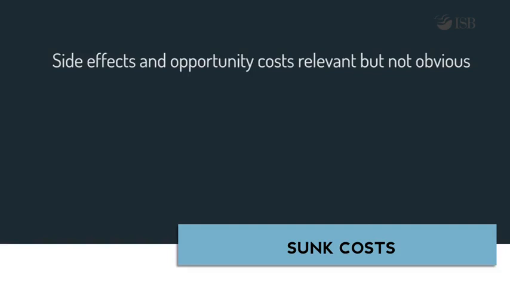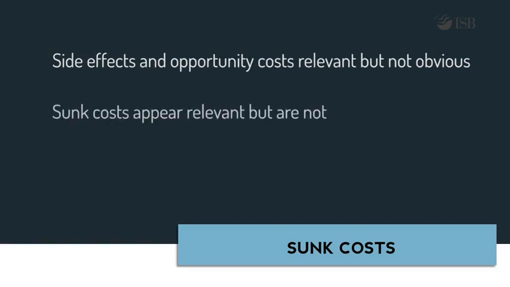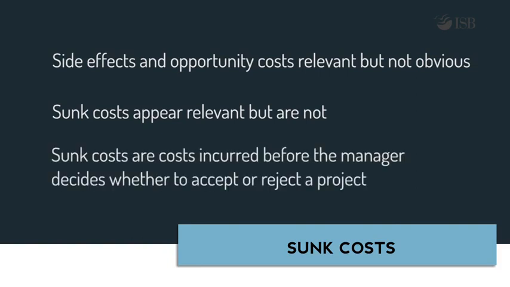While side effects and opportunity costs are relevant but not very obvious cash flows, there may be cash flows that appear to be relevant but in fact are not. One example of such cash flows are sunk costs. These are costs incurred before the manager decides whether to accept or reject a project. These costs are incurred regardless of what the decision is.